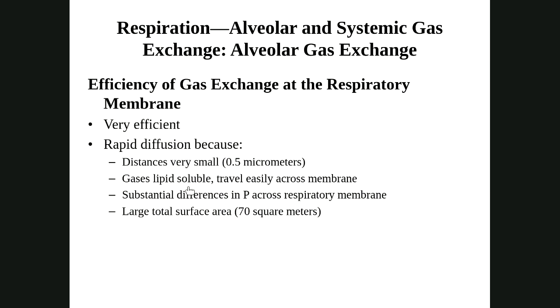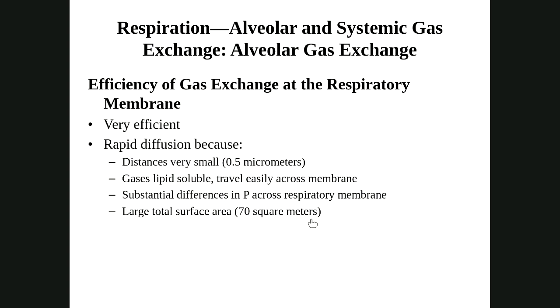So that means that it can get through there a lot quicker than things that have to use channels, like protein and amino acid based things. There's a big pressure gradient. The bigger the pressure gradient, the faster the flow. And there's a large surface area. The inside of your lungs, if we filleted all that out and laid it all out, it would make a 70 square meter rug, right?